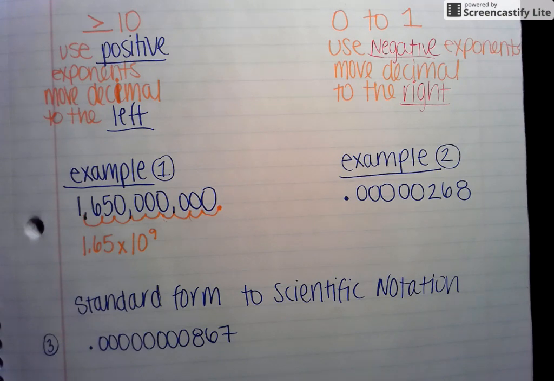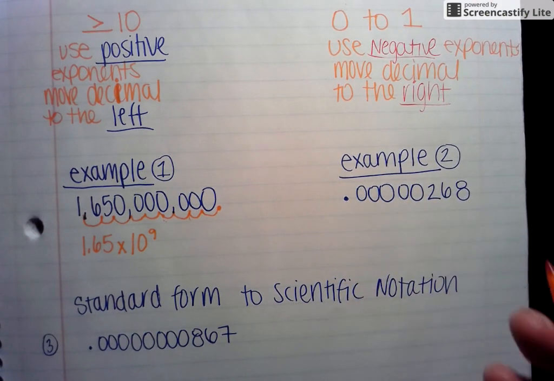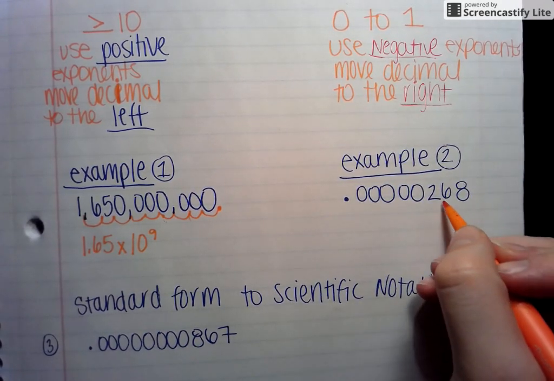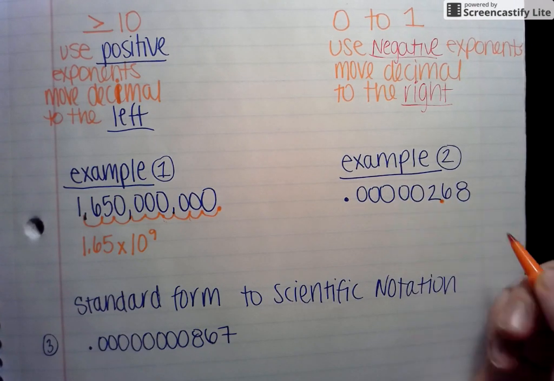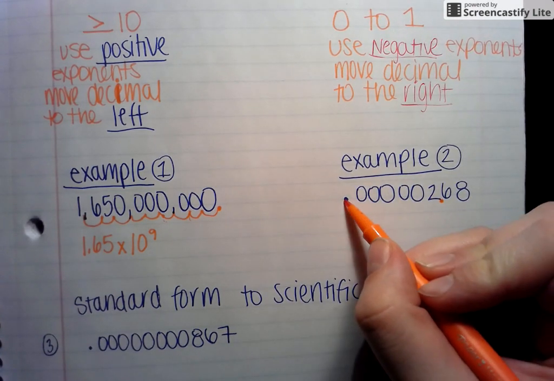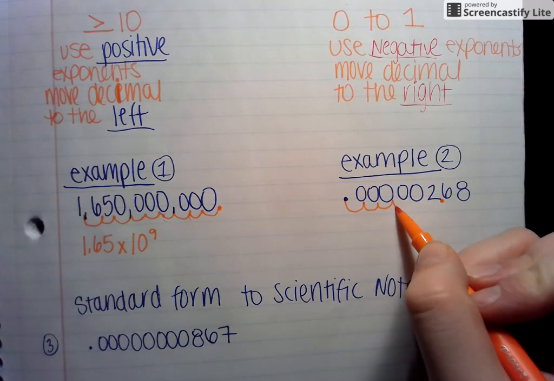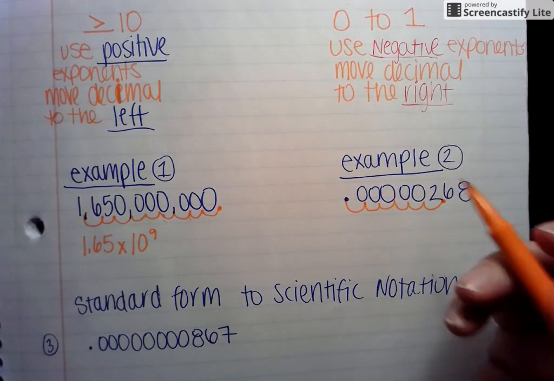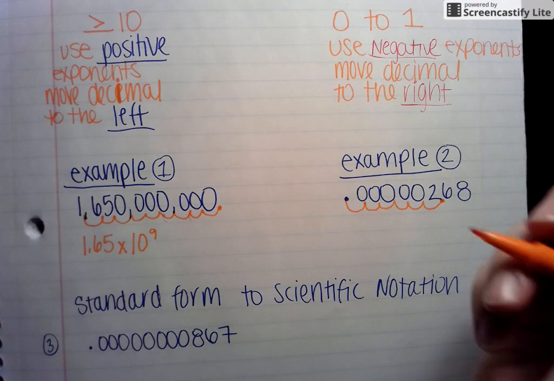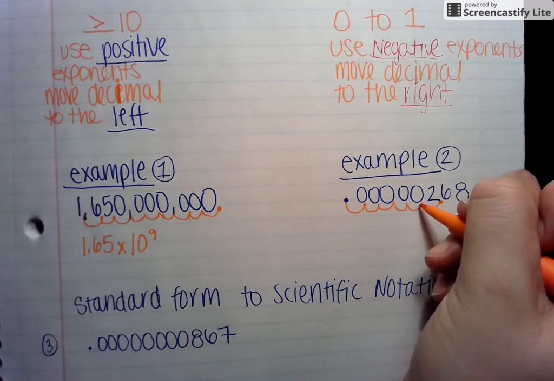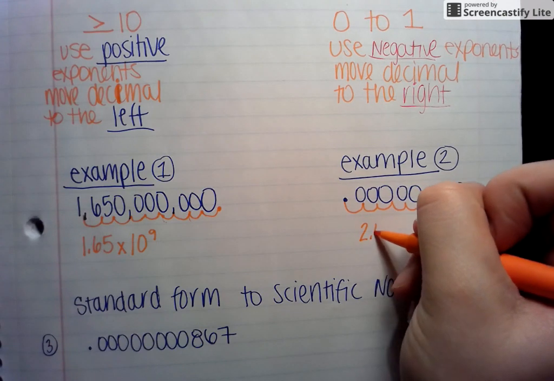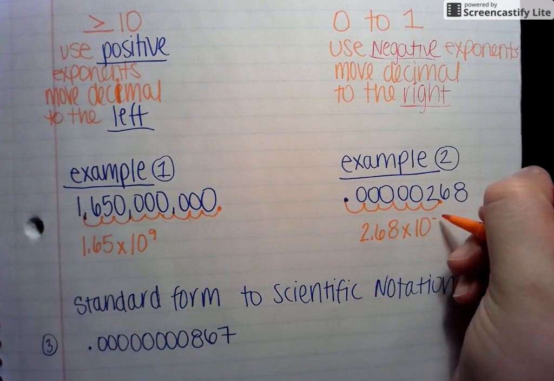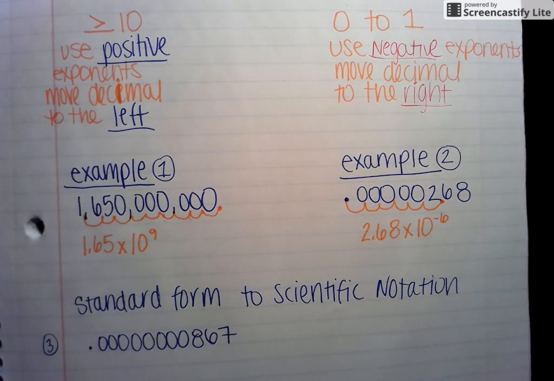This one, my decimal is on the left-hand side, so I need to make it so that the number is between 1 and 10. So I'm going to move my decimal. I need it to move right here because 2.68 would make it between 1 and 10. So I have to move it 1 to the right, 2, 3, 4, 5, 6. I moved it to the right because my number is actually smaller than 1. So my new number would be 2.68 times 10, and because it's a smaller number, it's going to be negative 6 as my exponent. So that would be my final answer.